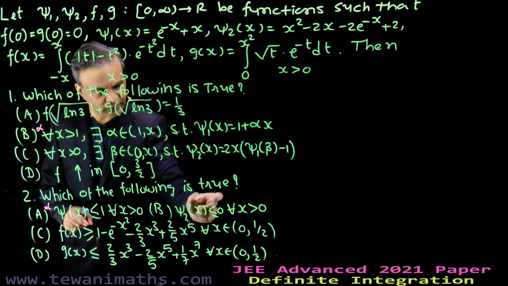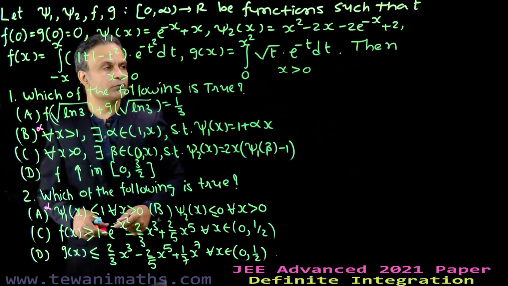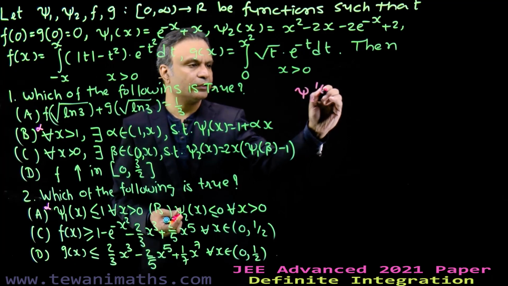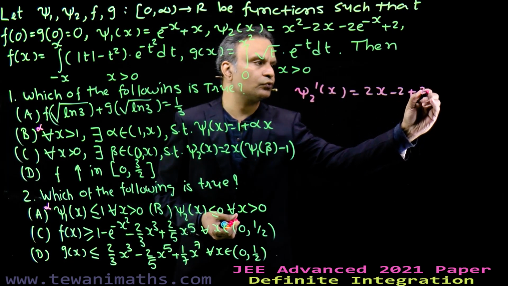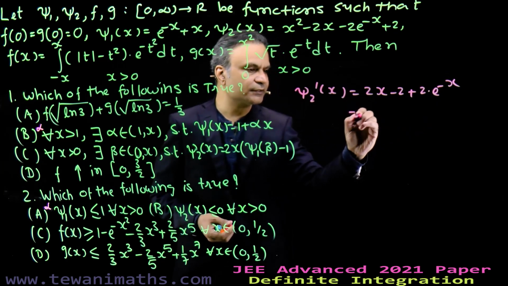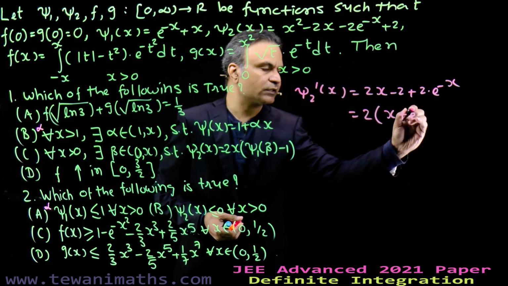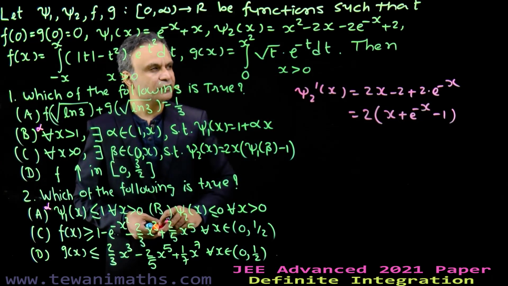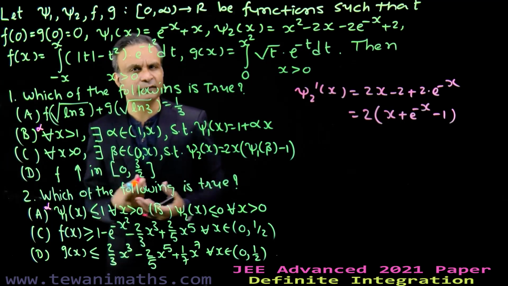Here psi 2x is less than or equal to 0 for all x greater than 0. So we study function psi 2x, we find its derivative. Derivative of psi 2x is 2x minus 2 plus 2 into e power minus x. Okay, and this is 2 multiplied by x plus e power minus x minus 1. Now this is a very nice question. The reason is all the functions are connected.